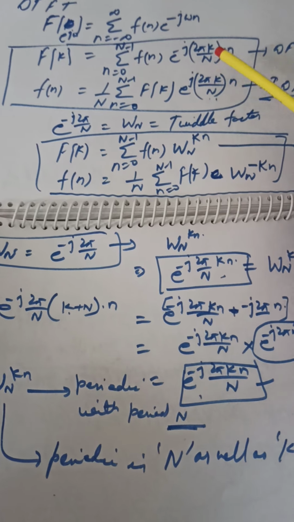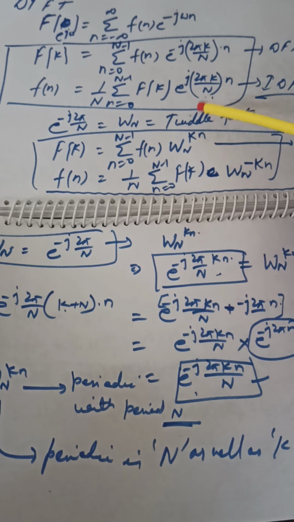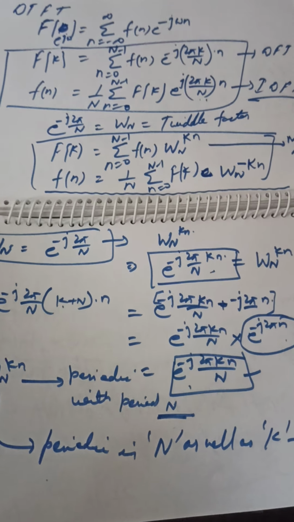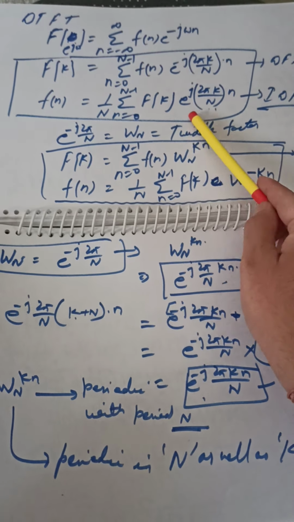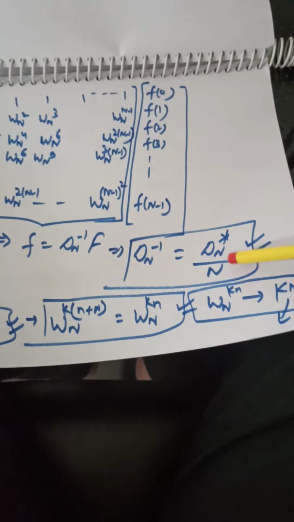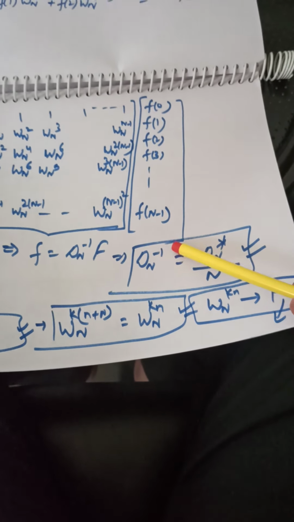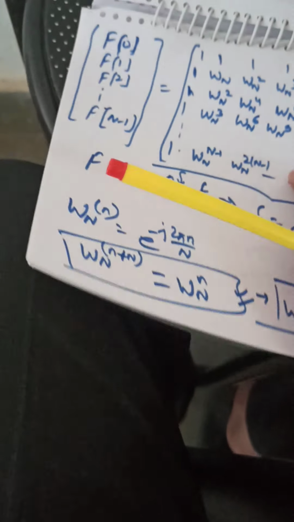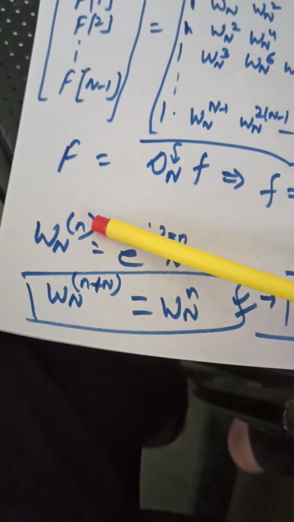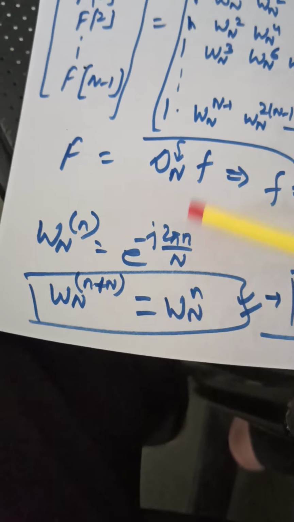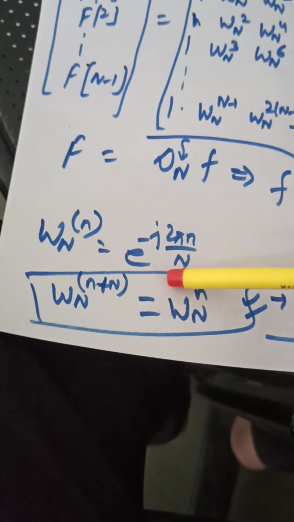Is it clear? So when we are coming to the representation, we can easily see that wn conjugate is divided by n. Is it clear or not? wn conjugate is divided by n. So this is what is being presented here. Have a look at this. Yes, this is what is present here. dn inverse equals dn conjugate upon n. Okay, now wn to the power n is e to the minus j2 pi n by n. So this is quite easy to understand.